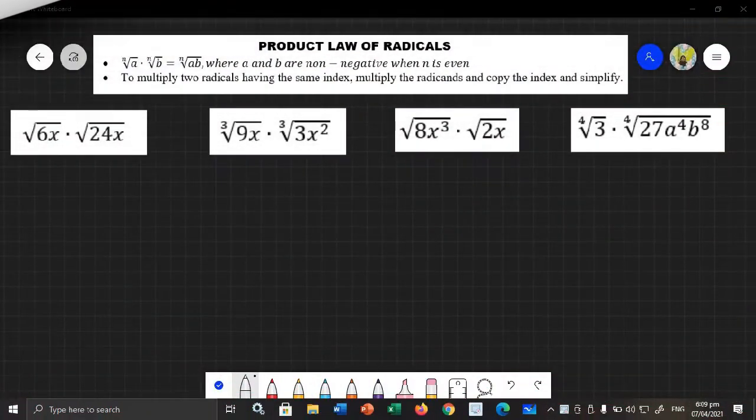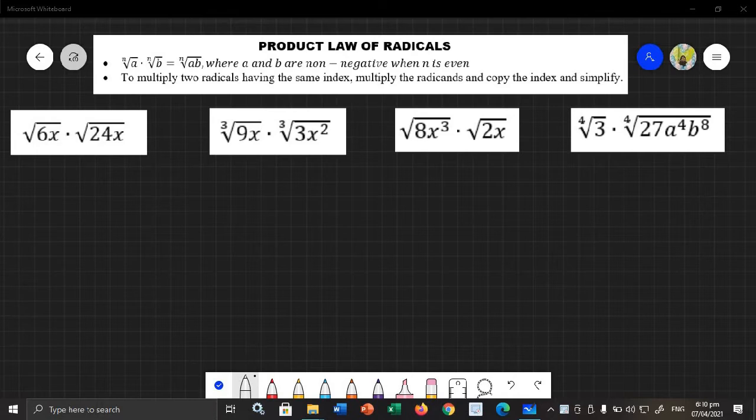For this video, we are going to talk about the laws of radicals. So there are two laws regarding radicals. The first one is the product law of radicals, and the second one is the quotient law of radicals. Let's first discuss the product law of radicals.